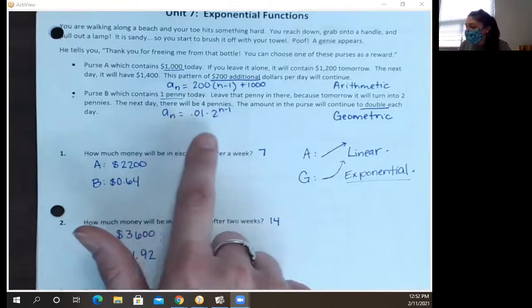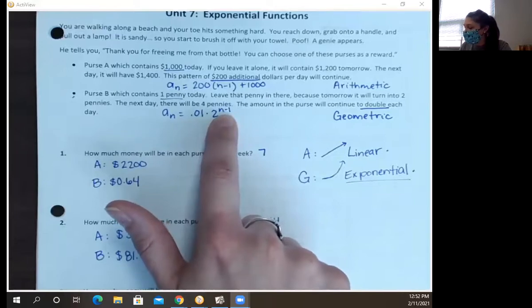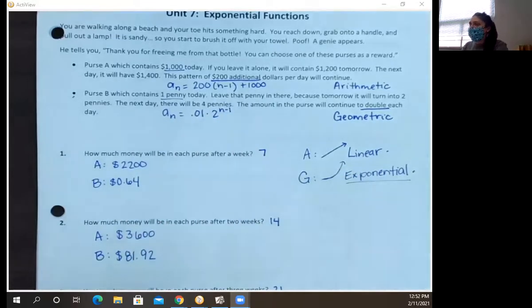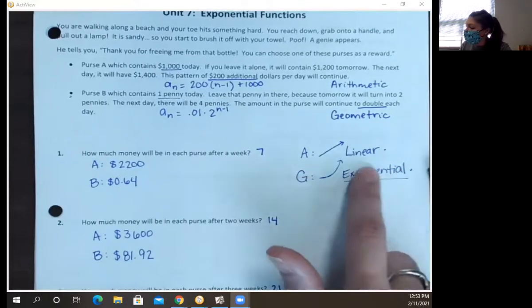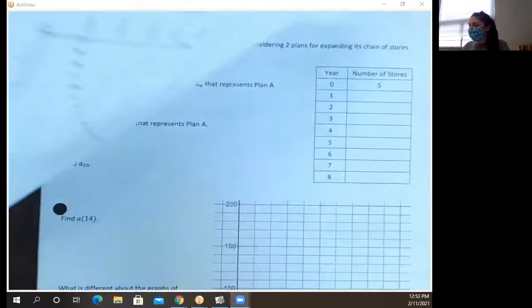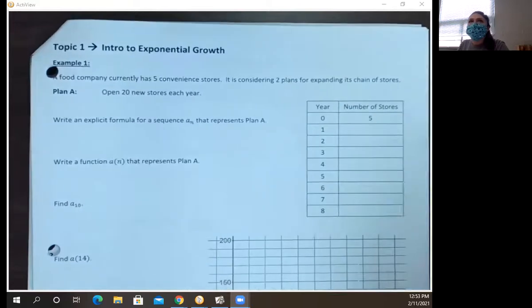For our geometric sequence, we talked again in our last unit about why we're writing it with an exponent, and what we're starting to veer into is that this geometric sequence is actually giving us an exponential relationship, which we can model with an exponential function. So we're going to continue to look at that idea today. On page 3, we've got another example that we're going to look at.